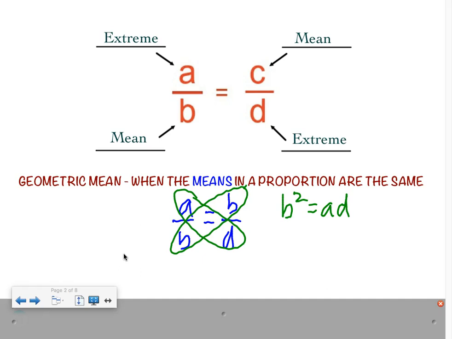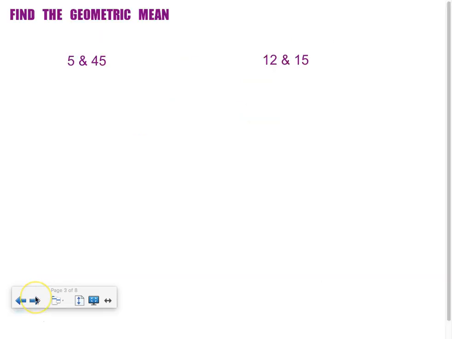Okay, how do you undo something squared? Square root. So if you wanted to find the geometric mean, you would take the two numbers they give you, and then take the square root of their product. That's what we're doing, okay? So, let's try that with a few numbers here.